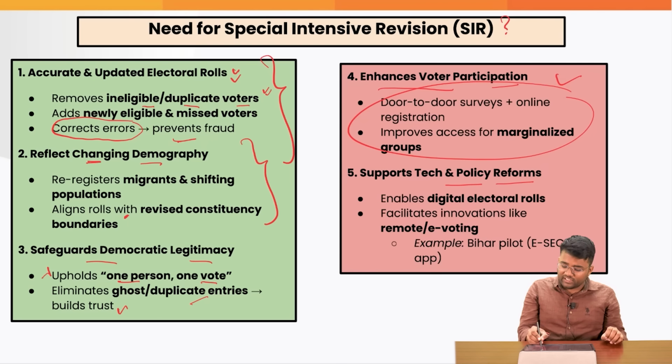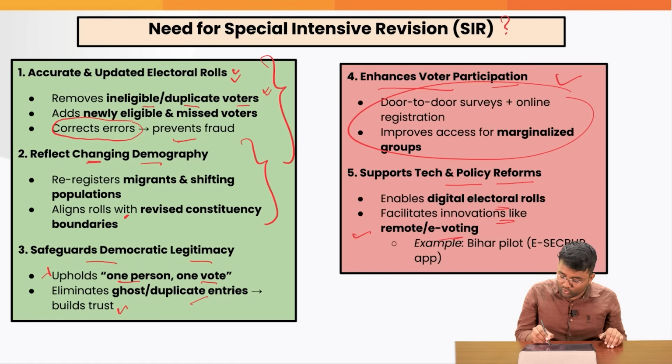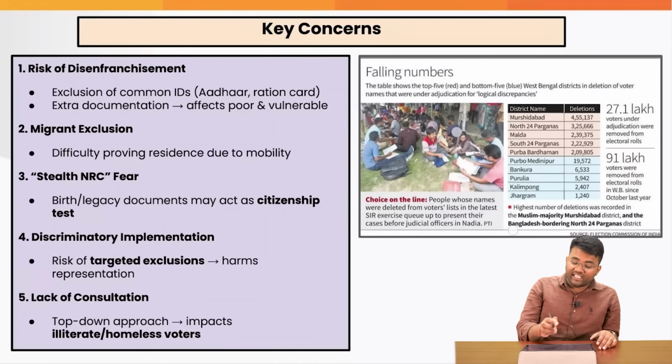Then, supporting technology and policy reforms. For example, it enables digital electoral rolls, which will have better accessibility, and it will also facilitate innovations like remote or e-voting. For example, the Bihar pilot scheme that is provided with a particular app itself. Now, what are the key concerns?